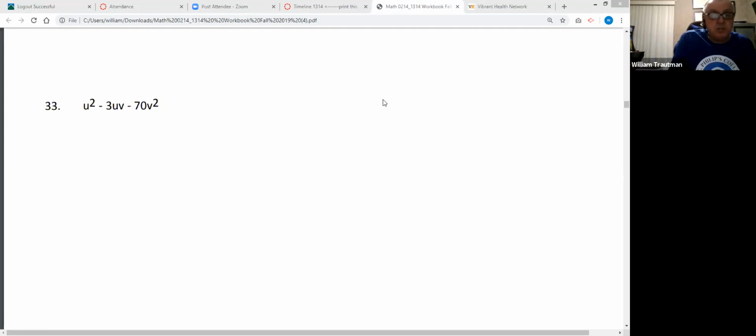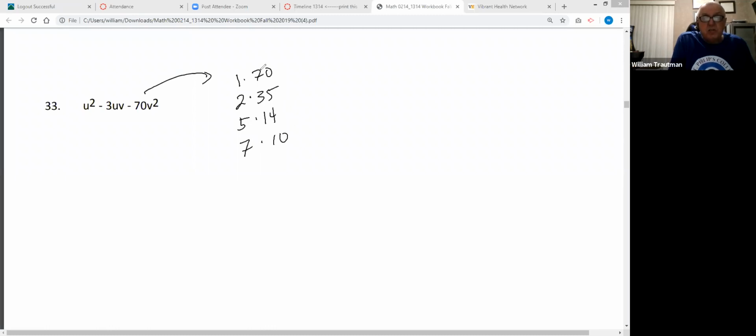Okay, so 3 terms with 70. This might take longer for some people. 1 times 70 is 70. 70 divided by 2 is 2 times 35. 70 divided by 3, no. By 4, no. By 5, yes. 5 times 14 is 70. 7 times 10 is 70. So these are all the things that multiply together to get 70.